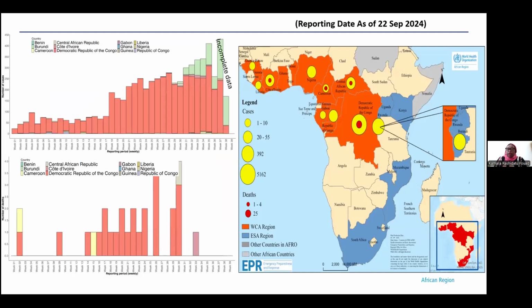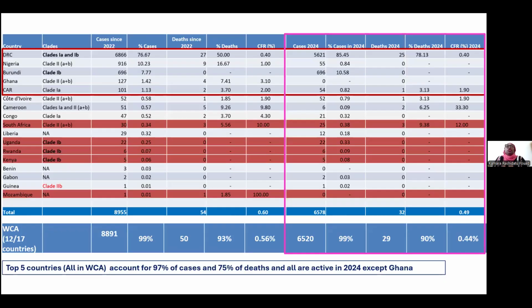So this is also the pattern of distribution of the clades, and DRC is reporting clade 1A and 1B. Nigeria has clade 2, A and B. In Burundi, we are seeing clade 1B. Ghana, clade 2A and B. Clade 1A. That's for the first 5 countries. You'll have an opportunity to look at this when the slides are shared.